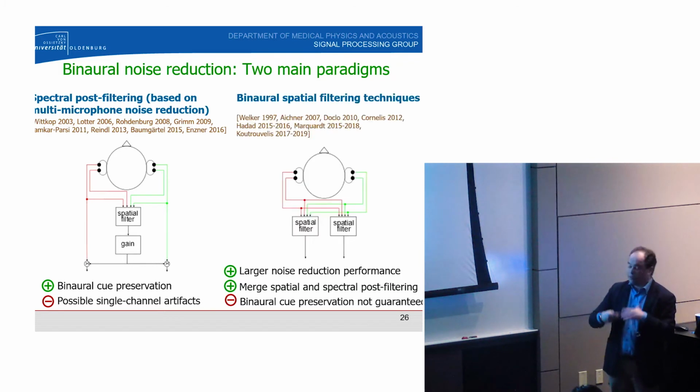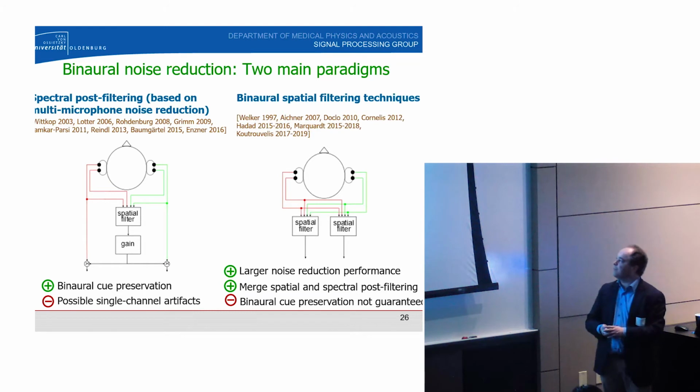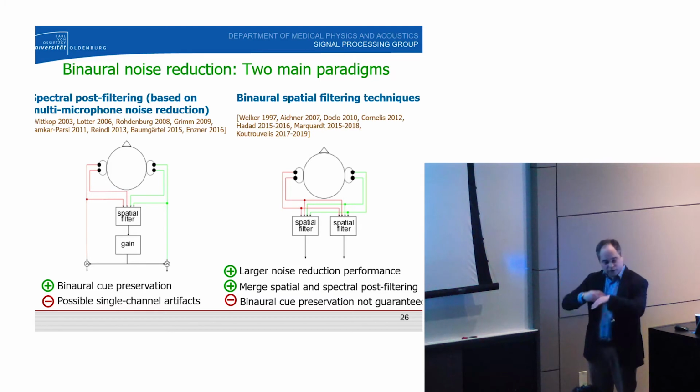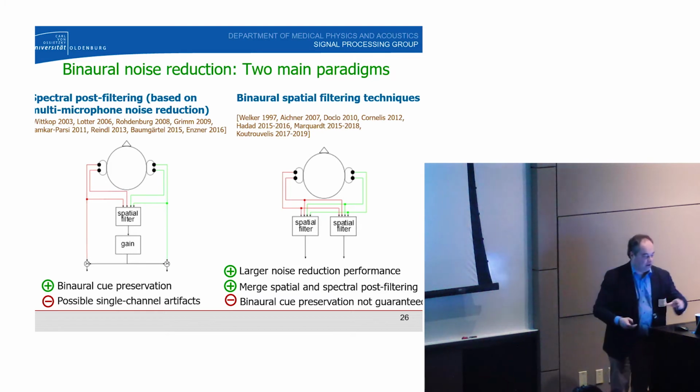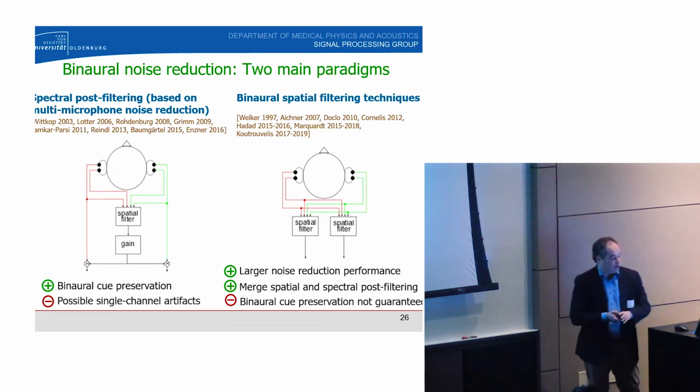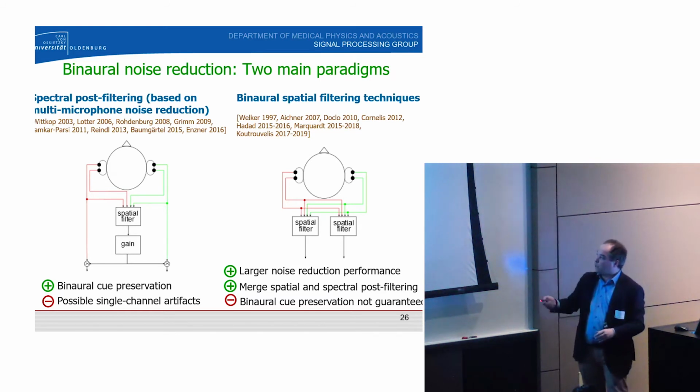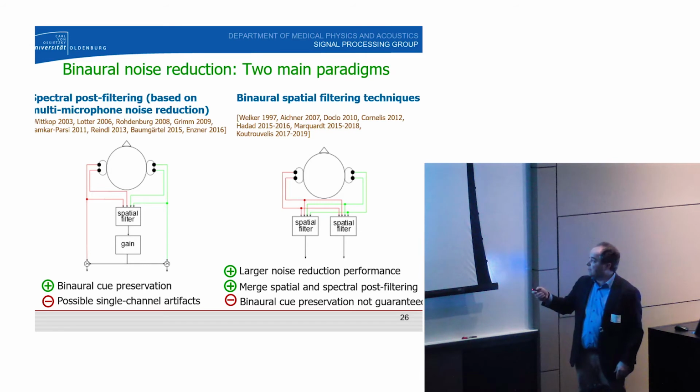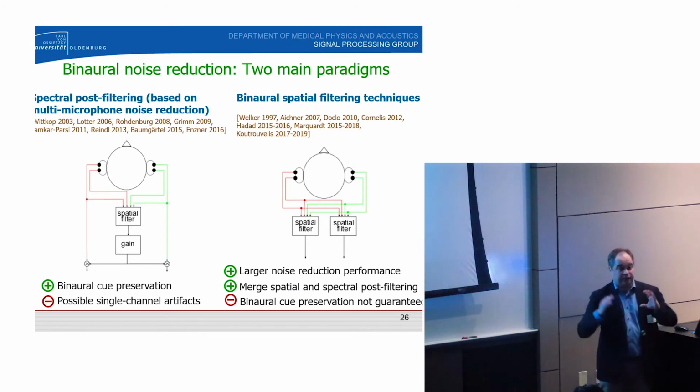Putting this aside, we've actually focused more on a different kind of paradigm, which is true spatial filtering, where we really compute two spatial filters, or spectral-spatial filters, on both sides, both using all of the microphone signals and filtering all of the microphone signals, where we can easily merge spatial and spectral post-filtering. The only problem, as we will see now, is that if you use this in a standard way, the binaural cue preservation is not guaranteed for the residual noise.